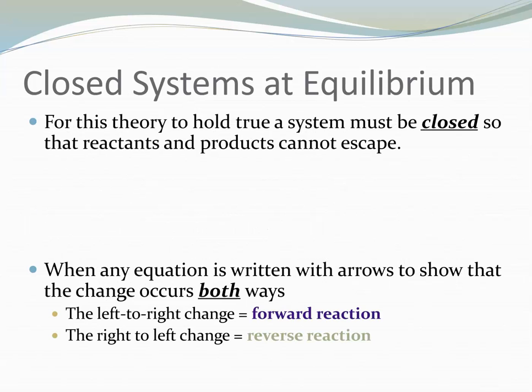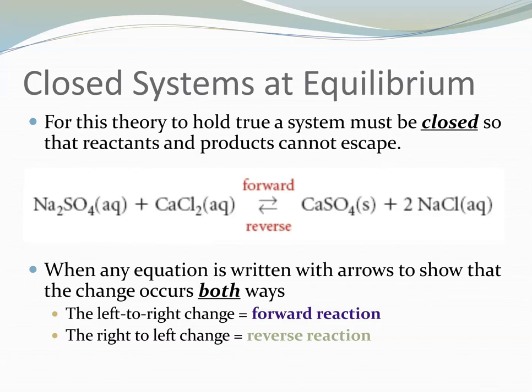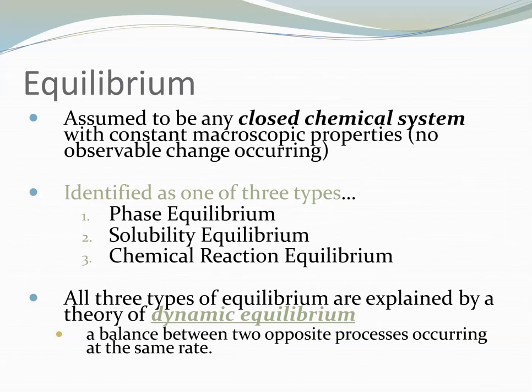For this theory to hold true, the system must be closed. Examine this chemical system in equilibrium. Notice the type of arrow that is drawn between the reactants and the products. This arrow shows that some reactions are taking place in the forward direction and some reactions are taking place in the reverse direction. Any closed chemical systems with no observable changes occurring are at chemical equilibrium.